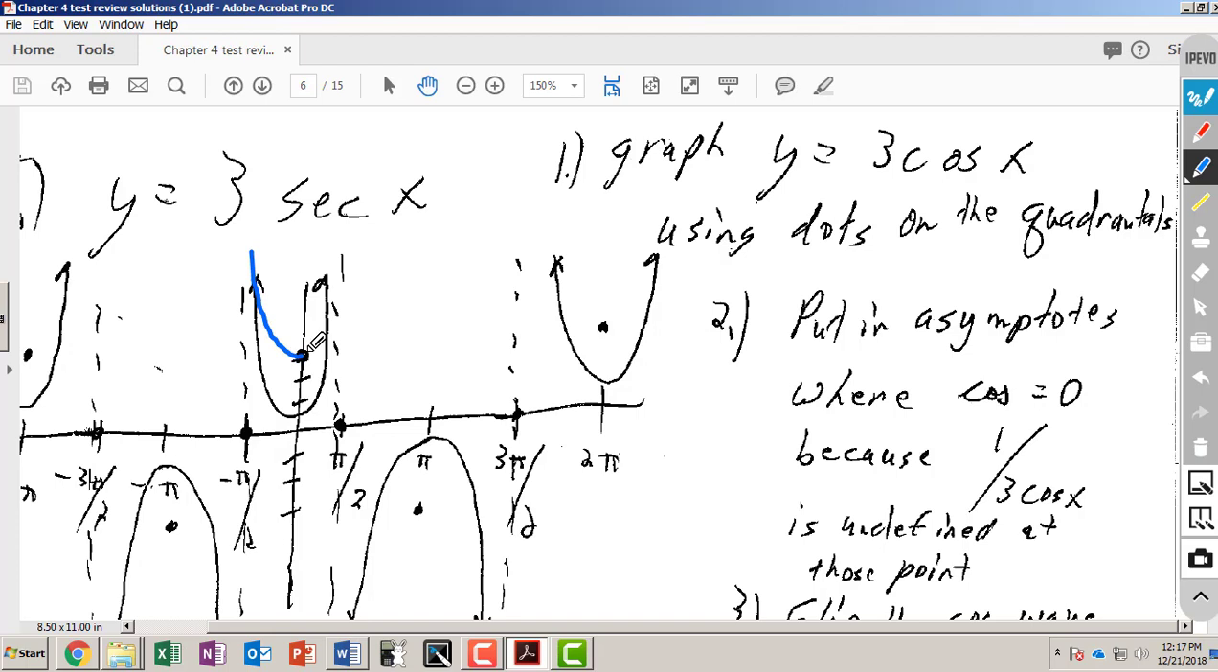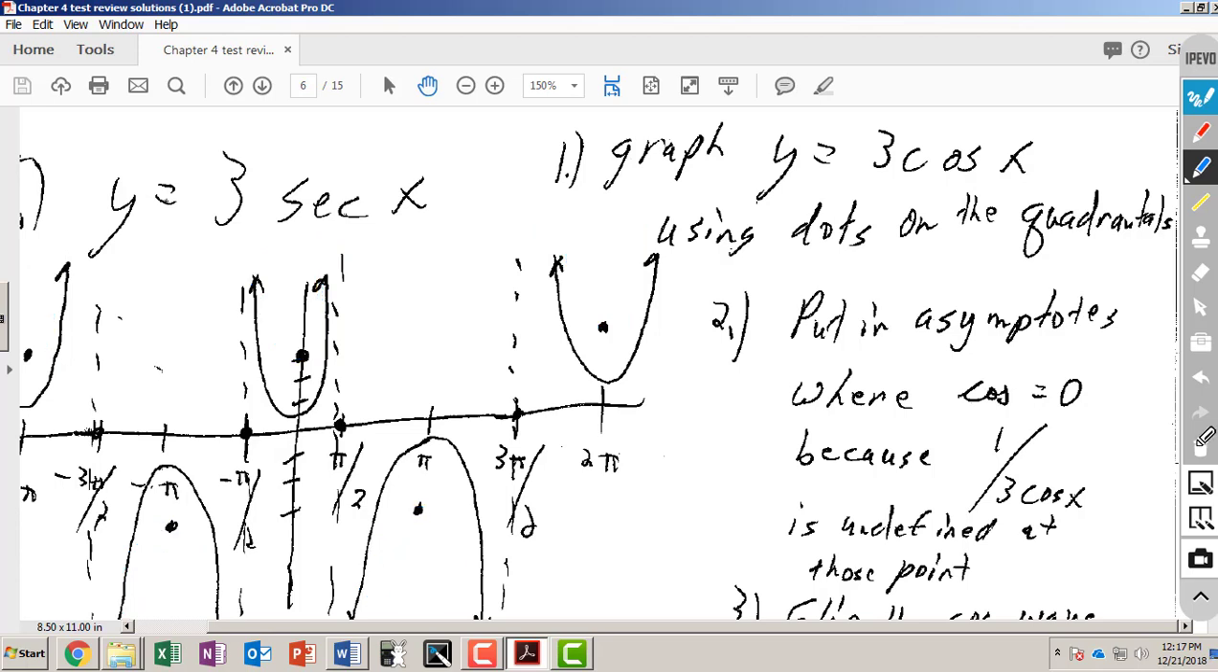I actually made a mistake here. It should be hitting this dot right here. So I actually drew it a little bit too high. This is what your graph should actually look like when you flip it. It should be hitting the top of your asymptotes. So that's what your graph will look like.